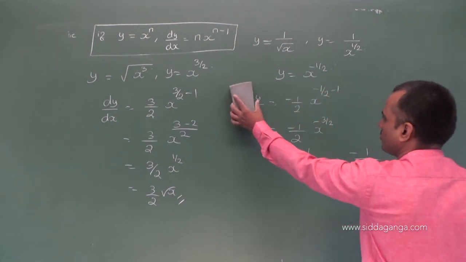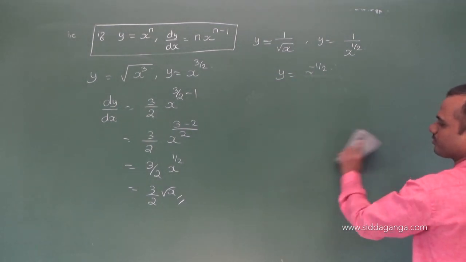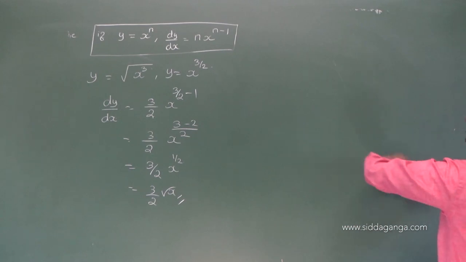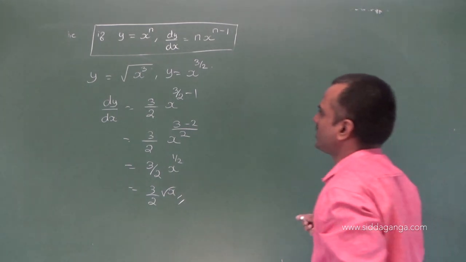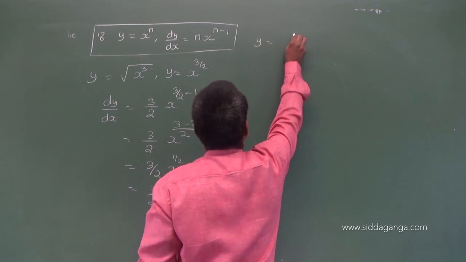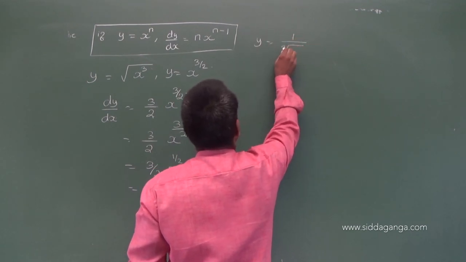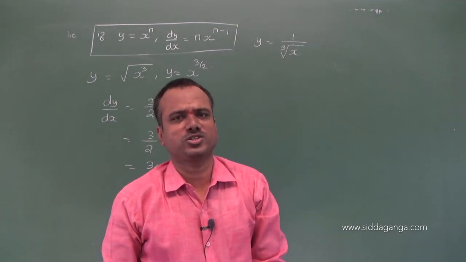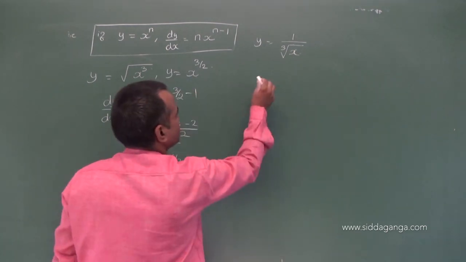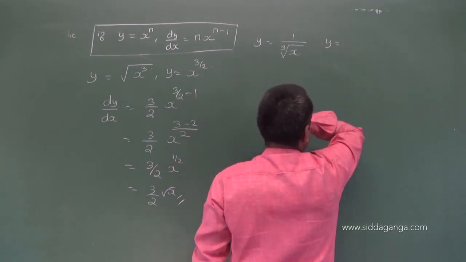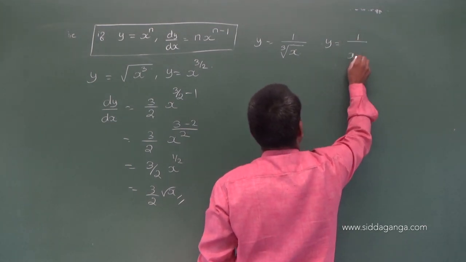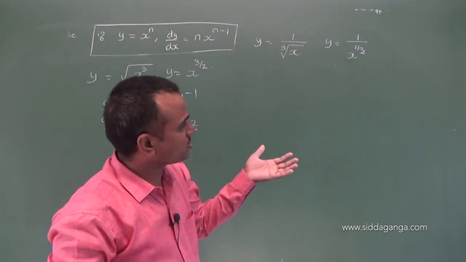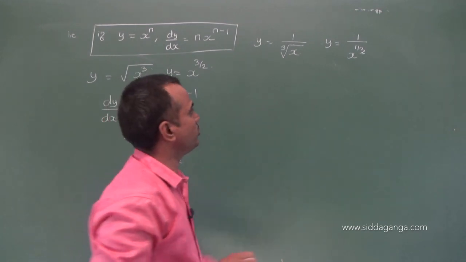Suppose I solve one more problem. Y is equal to 1 by cube root of x. Y is equal to 1 divided by cube root of x. So we write it in the indices form. Cube root of x is x to the power 1 by 3. I shift x to the power 1 by 3 from the denominator to the numerator.